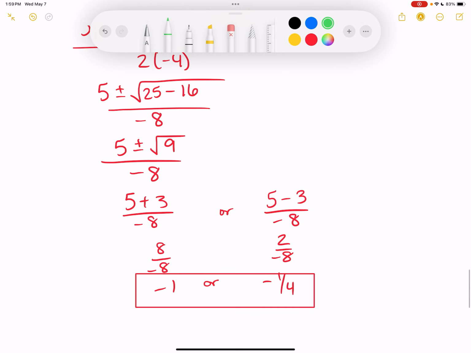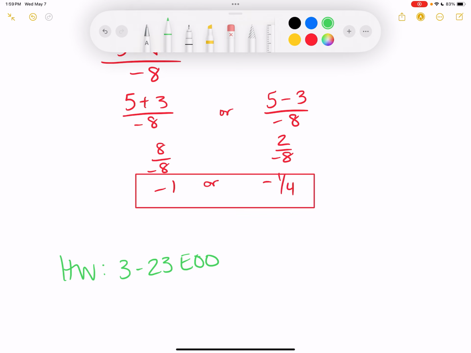Any questions about any of that? Do we feel okay? Need to see more? Good, we can start. 3 through 23, every other odd.